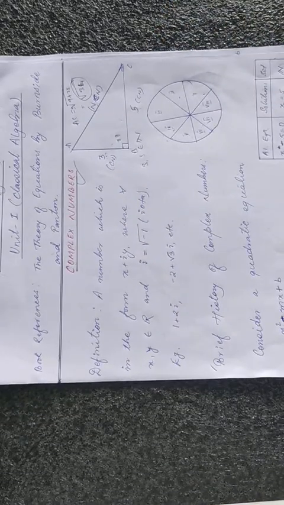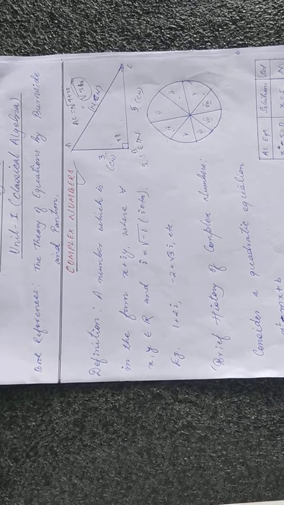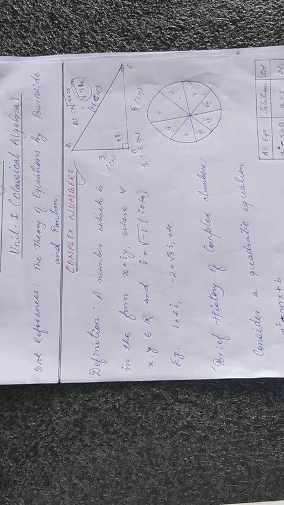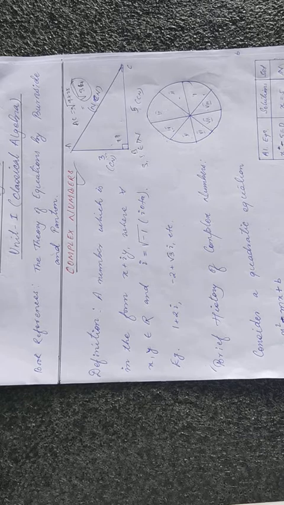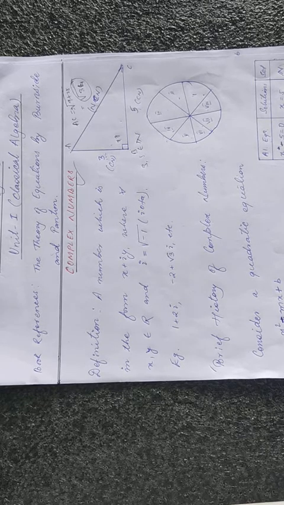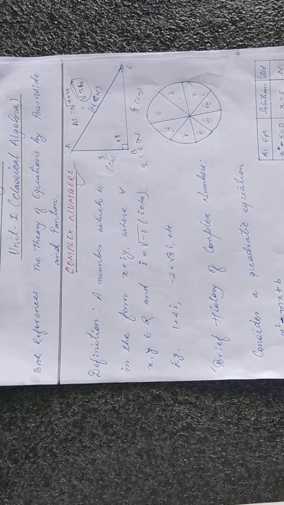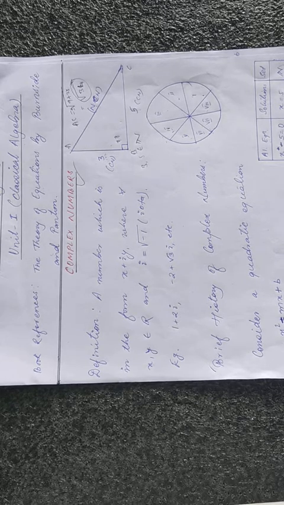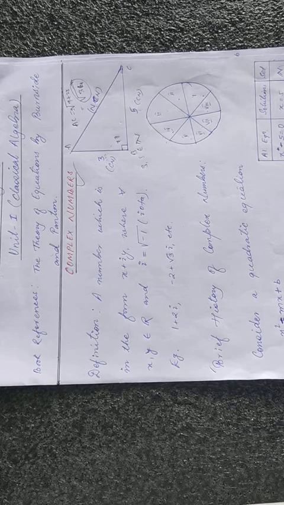Complex number: a number which is in the form x plus iy, where for all x, y belong to the real numbers and the small i equals root over minus 1, that is called the iota. Now, to go further, let us see the brief history of complex numbers, and how complex numbers developed.